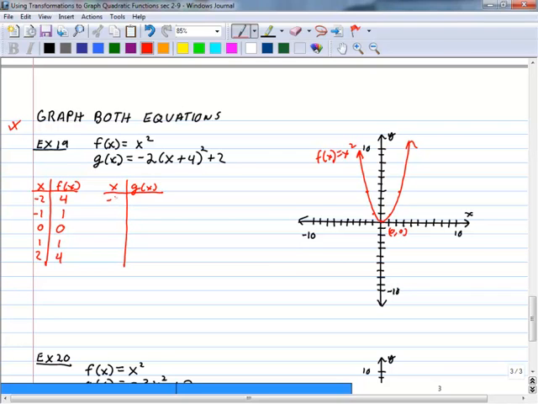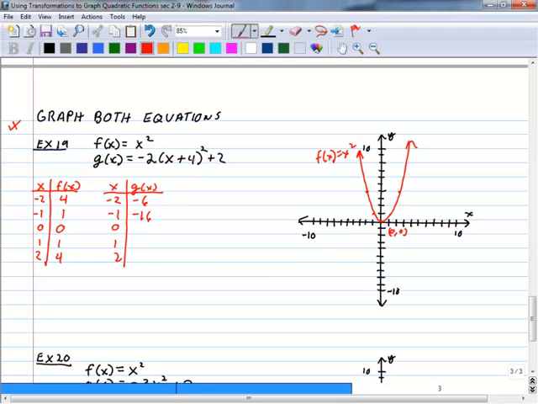Plug in -2, -1, 0, 1, 2. So if I plug in -2, I get -2 plus 4, which is positive 2. 2 squared is 4. 4 times -2 is -8, plus 2 is -6. So I know I'm going fast there, but if you plug these points in and check them out, you'll find it's the same thing. So if I plug in -1 here, then I get 3. 3 squared is 9. 9 times -2 is -18, plus 2 is -16.